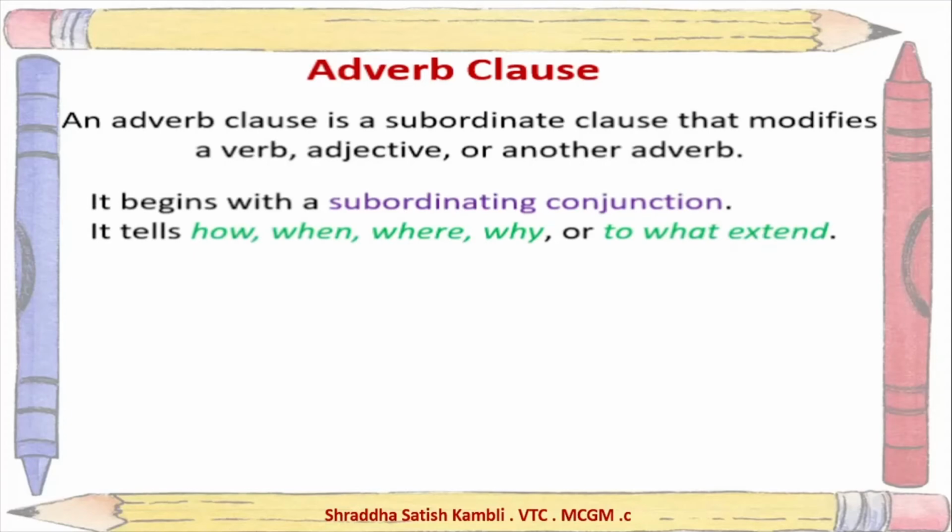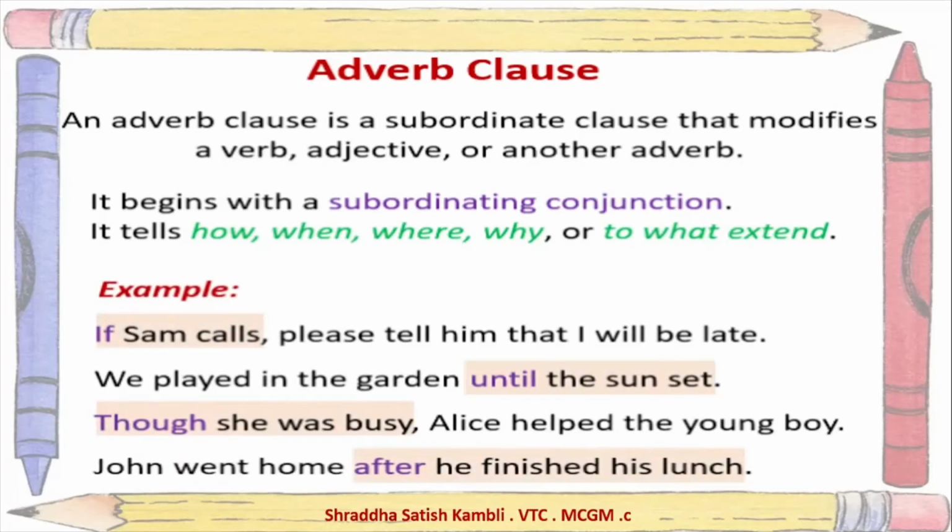Let's take a look at the keywords. It begins with a subordinate conjunction and it tells you how, when, where, why or to what extent. So these how, when, where, why or to what extent are the types of adverb clauses. Okay, and look at these examples. If Sam calls, please tell him that I will be late. So if Sam calls you, then tell him that I will be late.